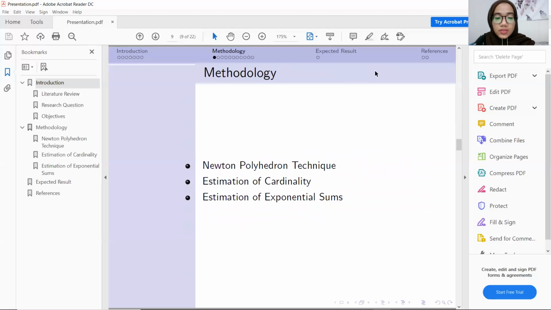Next, the methodology. Basically, this is the main method that many researchers use to find the exponential sums of degrees. But the important challenge is to find how many classes of degree polynomial these methods can hold.